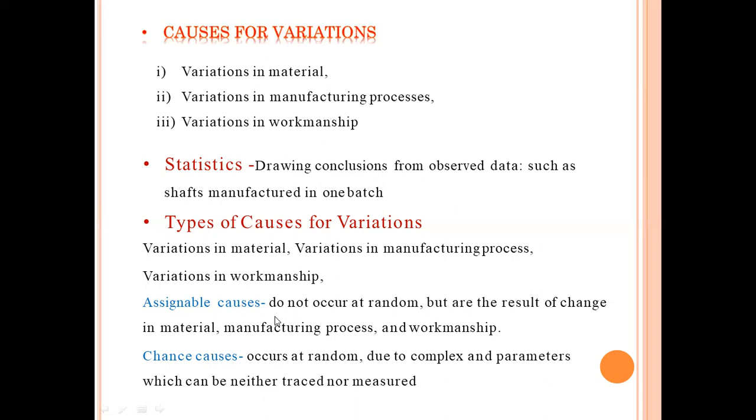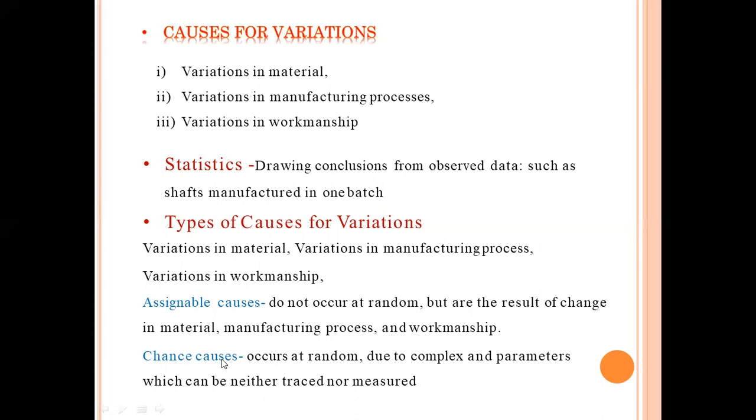Assignable causes do not occur at random, but are the result of change in material, manufacturing process, and workmanship. That means we know that a variation has occurred and what caused it; that is called an assignable cause. If we change the material, the manufacturing process, or the workmanship, assignable causes occur, which is one type of cause of variation.